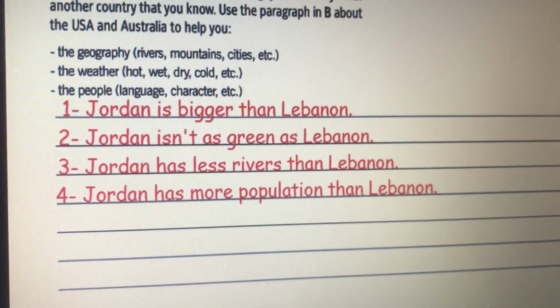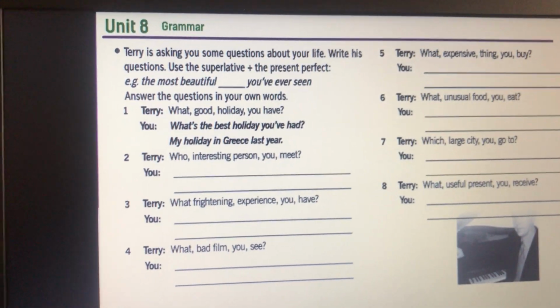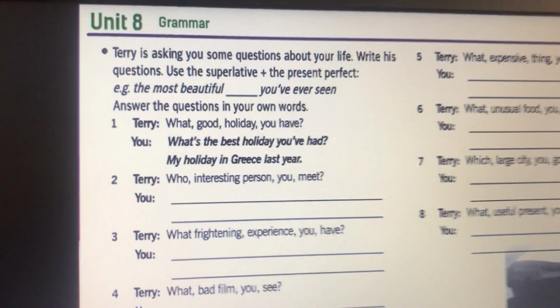Let's move to the next. Okay, what about this? Let's read the rubric.